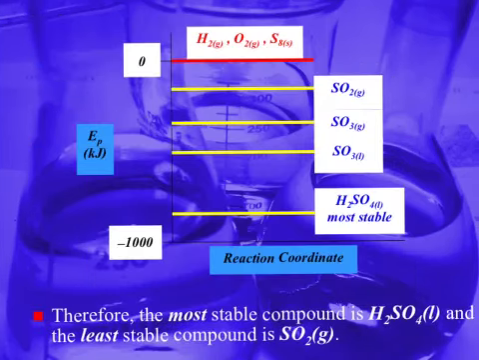We could also take the data from our previous slide and put them onto a potential energy diagram. Here you can see that, again, sulfur dioxide releases the least amount of energy. It is the least negative, whereas sulfuric acid is the most stable. It is the most negative. And we can see that, again, sulfuric acid is the most stable, whereas the least stable is sulfur dioxide.